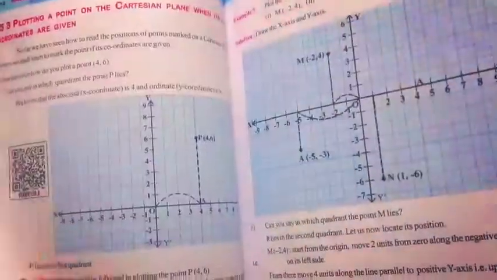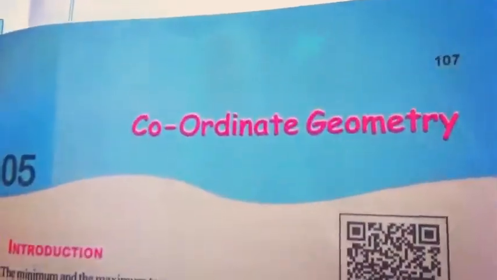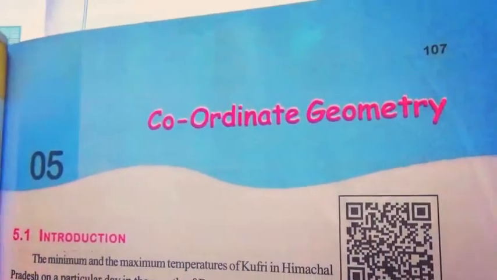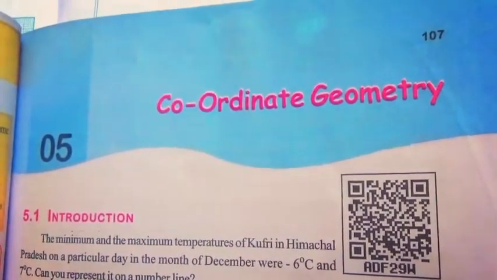Okay, here we finished this chapter, the fifth chapter, coordinate geometry, of 9th standard AP and Telangana. I think you understood well. Part 1 and part 2, you just follow them and clarify your doubts. Thank you.